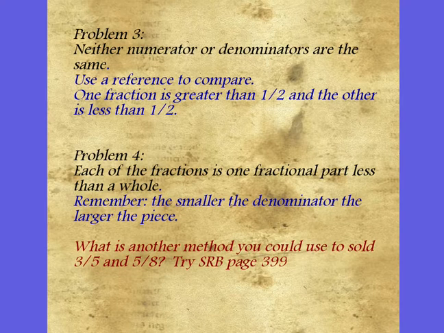In problem number 3, neither the numerators or denominators are the same. So you might need to use a reference to compare. Is one fraction greater than a half? Is the other one less than a half? Each of the fractions in one fractional part is less than the whole. So the smaller the denominator, the larger the pieces are going to be. A very important thing that you're going to need to know and remember.